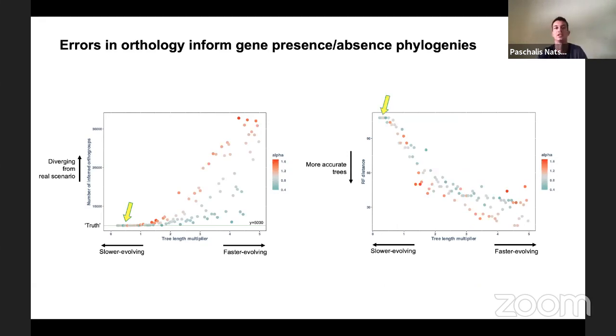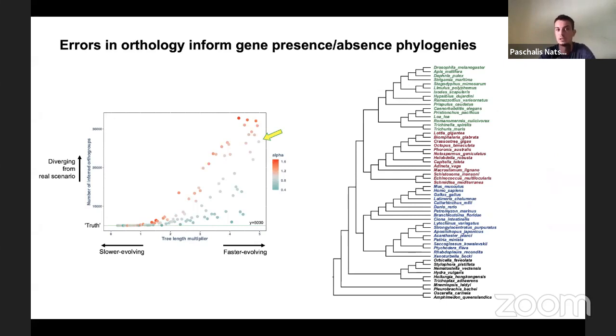However, as we move towards the faster evolving simulations where we made more errors in orthology prediction, we see that these errors are not random, but the underlying gene presence absence trees get better and better every time. This is an example of a tree that we got from a simulation of a faster evolving setup. And we can see from the color of the clades that the different clades are all nicely recovered. Of course, the tree is not 100% accurate, but it is much better than the tree I showed before.